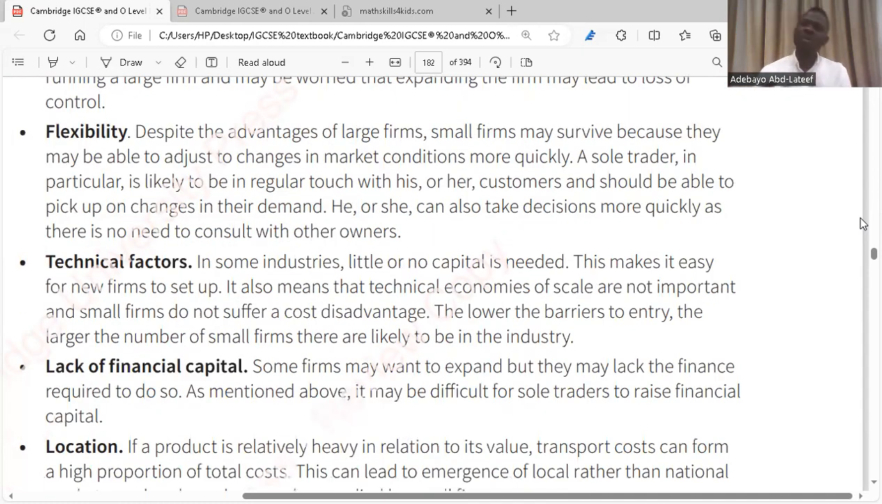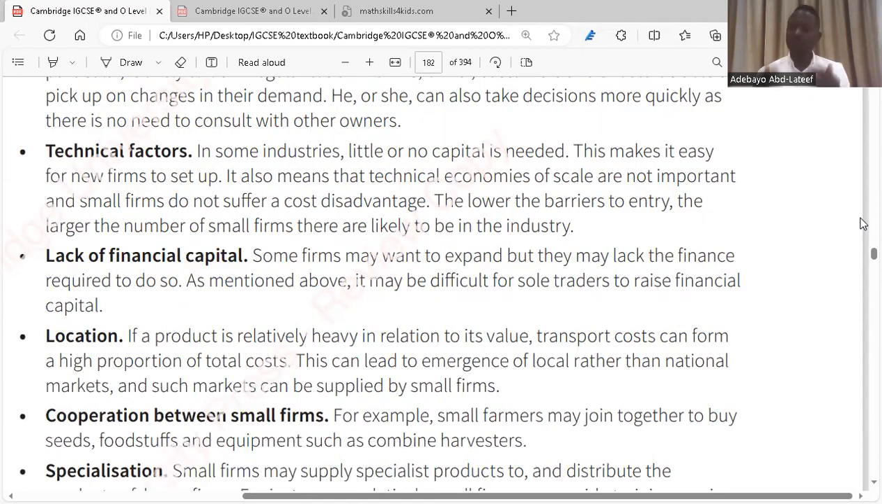Technical factor. When we talk about technical factor, we're talking about investment in machinery, investment in equipment. So if the industry does not need huge investment in machinery or equipment, then there's no need to become big. Because the industry doesn't need so much investment, a lot of small businesses can set up in that industry because they don't need high startup capital. Clear? The other one is lack of financial capital. Some firms want to expand, but they cannot expand because they lack the financial capability.